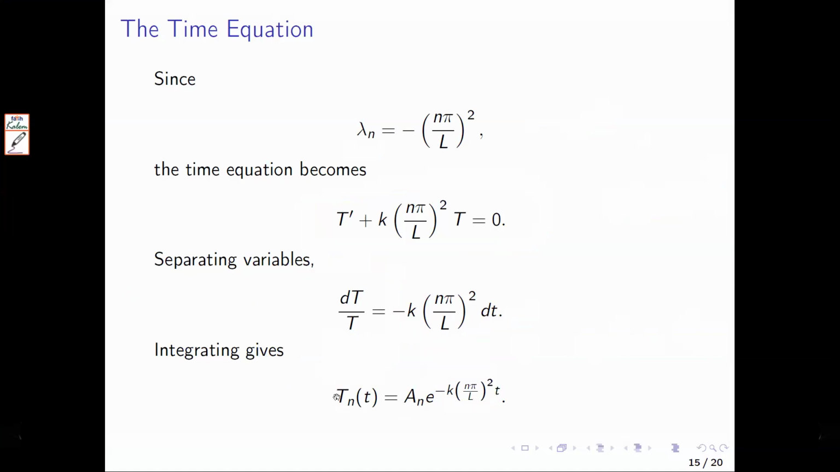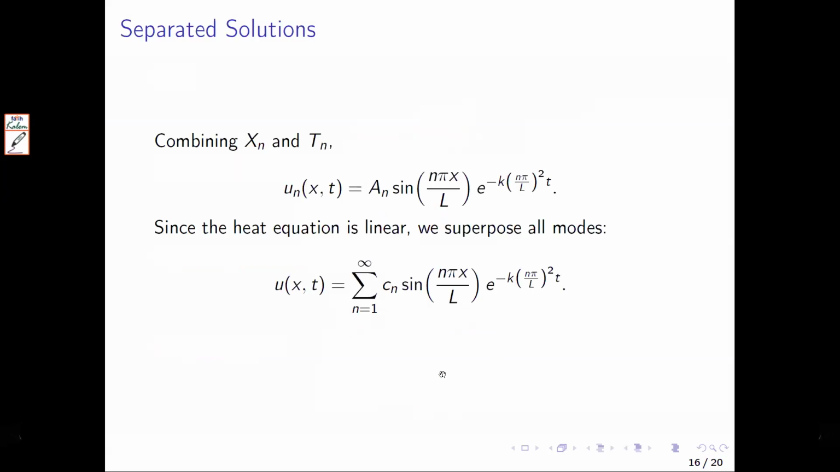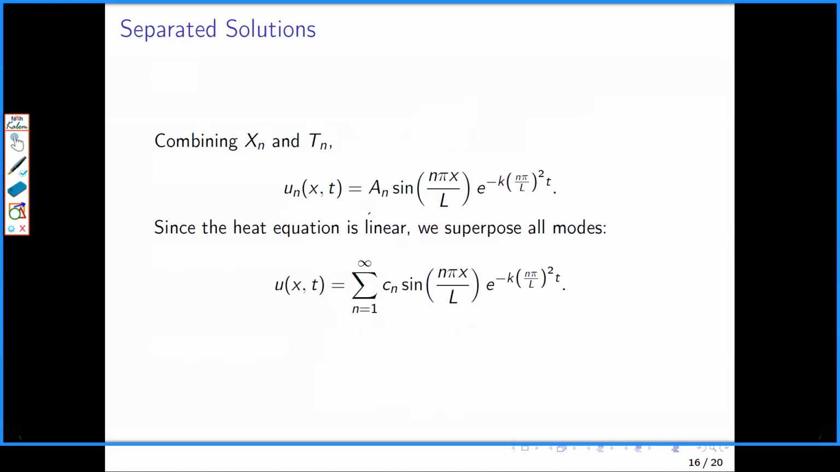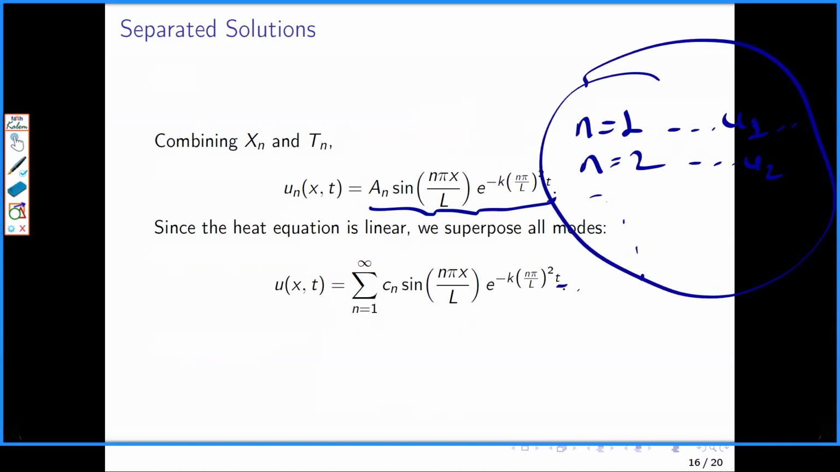As you see, Tn is equal to an e to the minus k constant, I mean this part is constant, times t. So you can combine x and t, u was the multiplication of them, so you get the u value like that. You use the initial condition but not boundary, and for n equal to 1 you get a solution, say u1. For n equal to 2 you get another solution u2, and so on. By the superposition principle I can add them up and get the result as the solution.